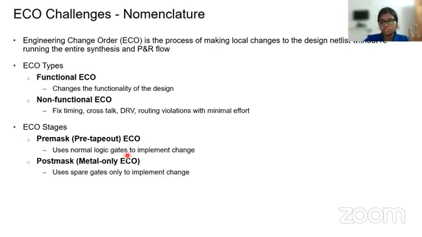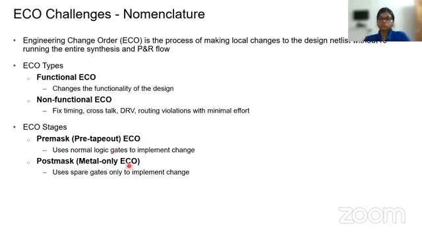So we will use normal logic gates to implement the changes in the ECO. That would be pre-mask ECO or pre-tape-out ECO, right? So we could use the library cells, add some new library cells, and implement the new functionality that we need. That would be called pre-mask ECO. The second one is post-mask ECO.